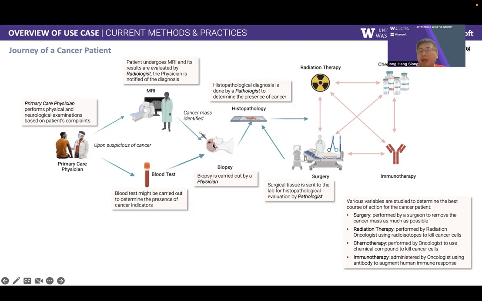So if a cancer mass has been identified, the physician might perform a biopsy by taking a small amount of tissue to be sent to the pathology department, and the pathologist will confirm if there is cancer. And so upon confirmation, the patient will undergo several modes of treatment: radiation, chemo, immuno, or surgery.